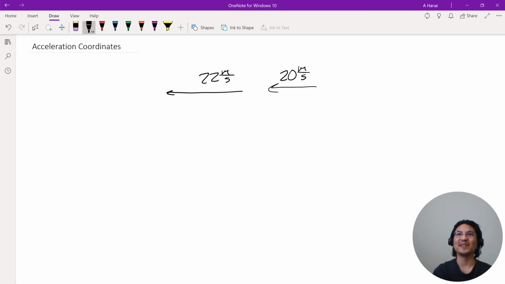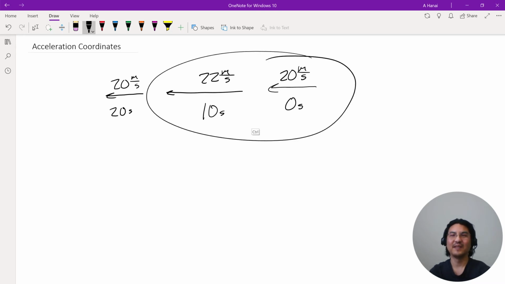Okay, so let's say you're going 20 meters per second, and then let's say you start your watch. So this is at 0 seconds. And then maybe 10 seconds later, you're going 50 miles per hour, 22 meters per second. And then let's say later on, you slow back down to 20. Okay, what's the acceleration here?